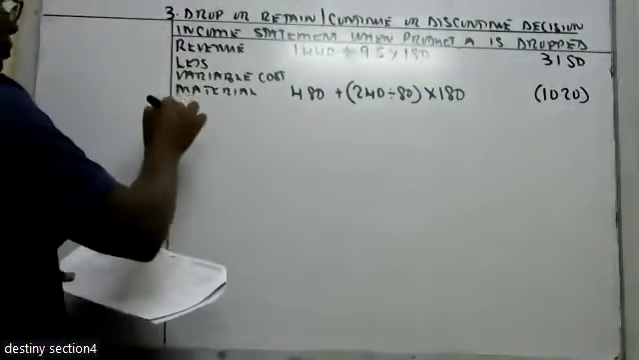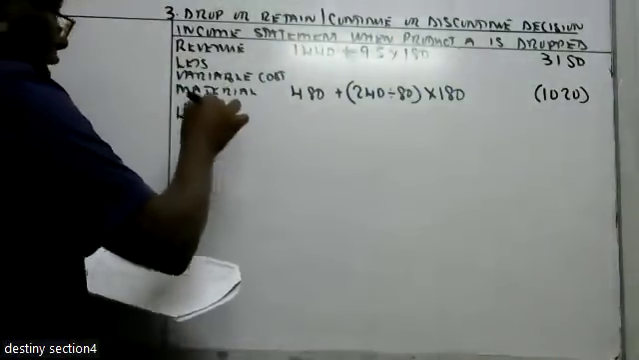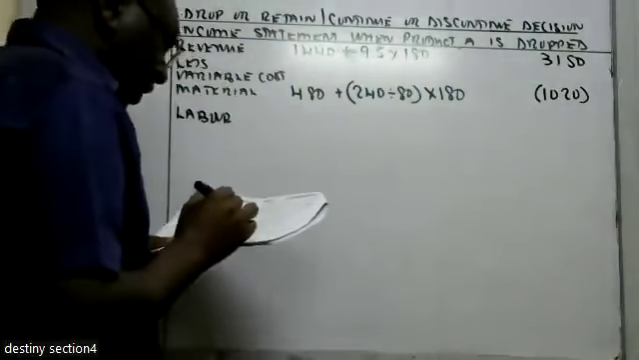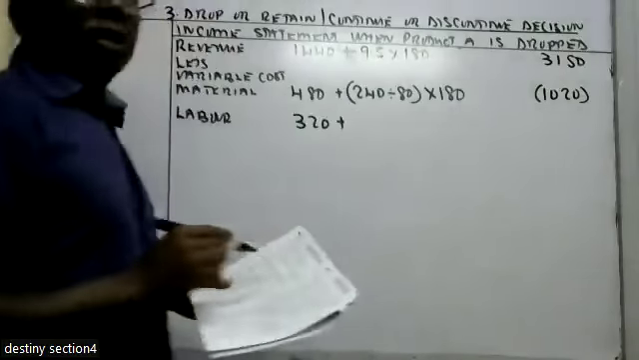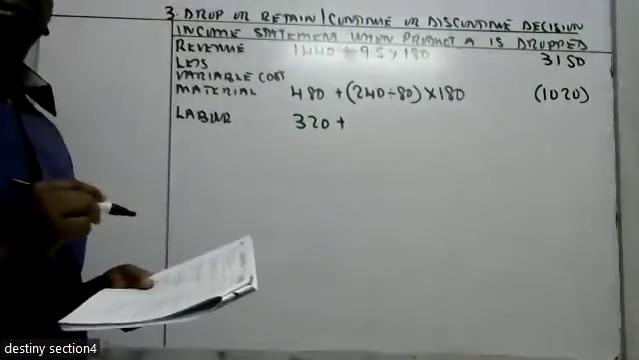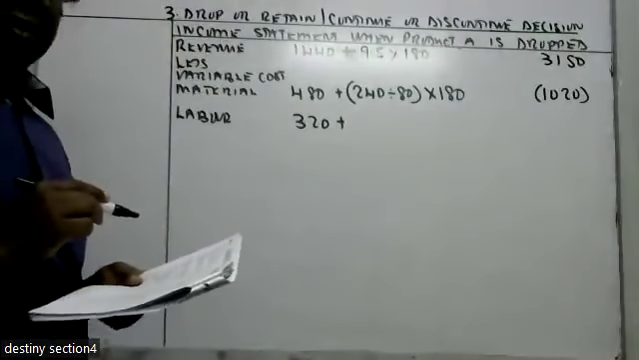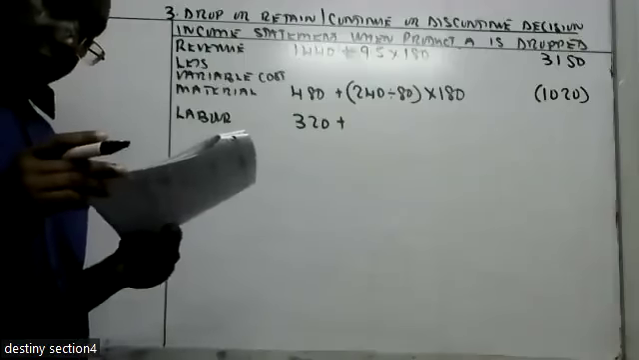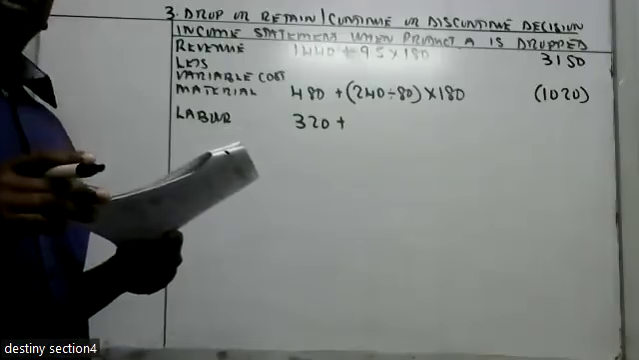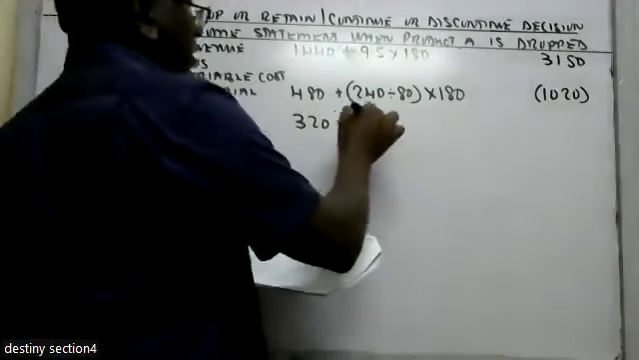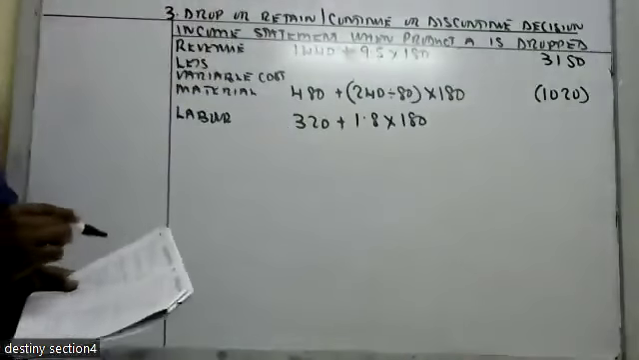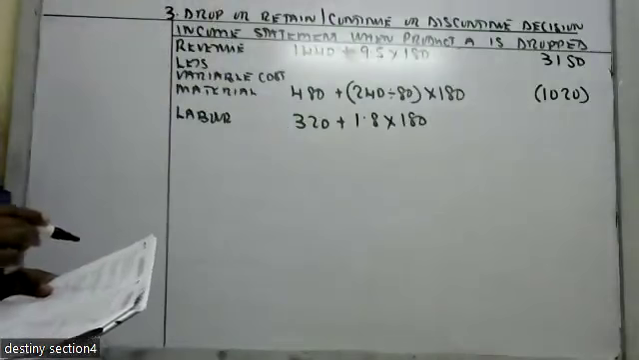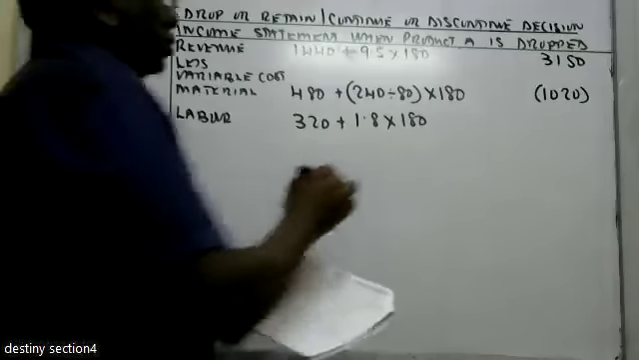Kuja kwa labor. Labor for A is not there, but for B is there, 320. Plus, tulikuwa tumefanya new unit labor cost ya product C, ile tumeongeza na 20%. Kapata inakuja? Sasa hiyo 1.8 ndio utatumia multiply na this number of units, 180. $644.